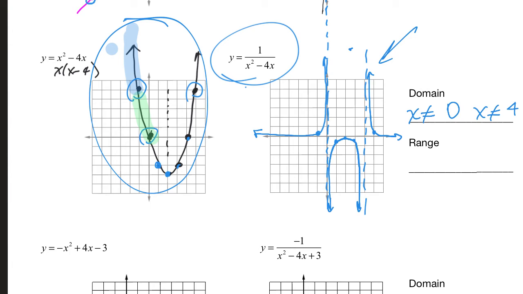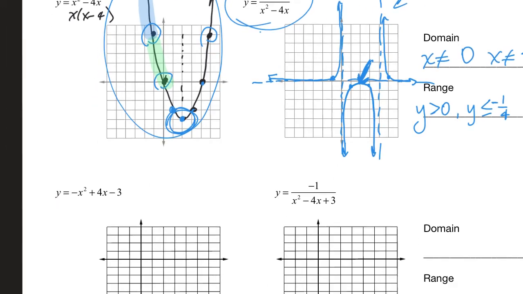And as far as the range, the y is going to be greater than 0, right, because it never goes past that line. And y has to be less than or equal to -1/4 because that is the highest spot right there. It's -1/4 because on the original graph, this is -4. All right, let's move this up, see if we can do the third.